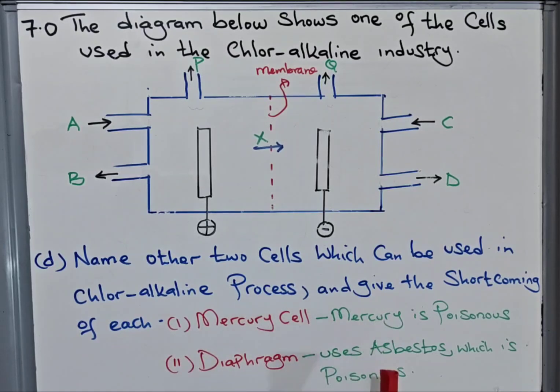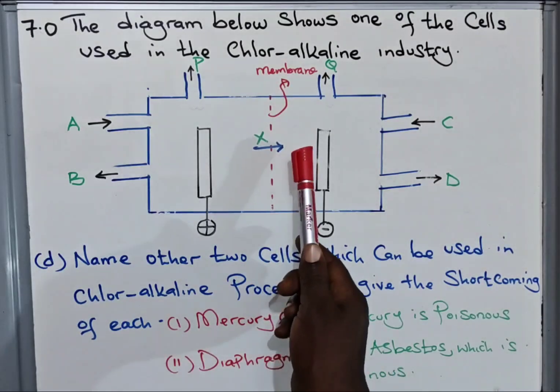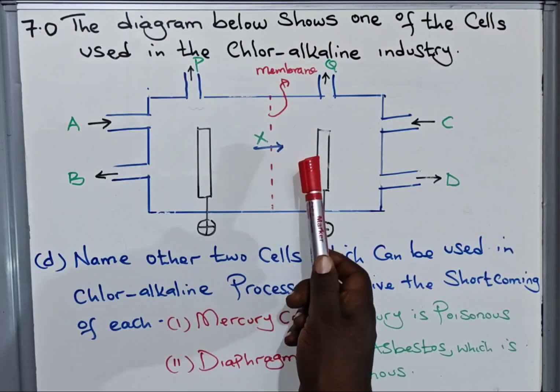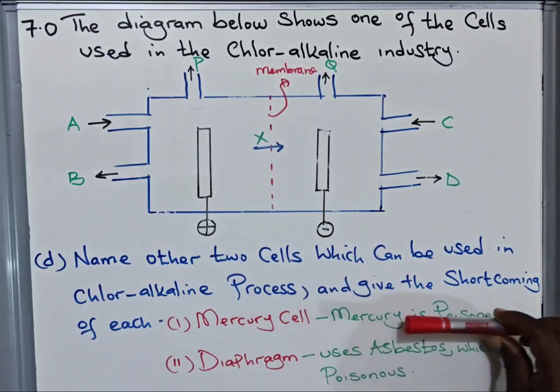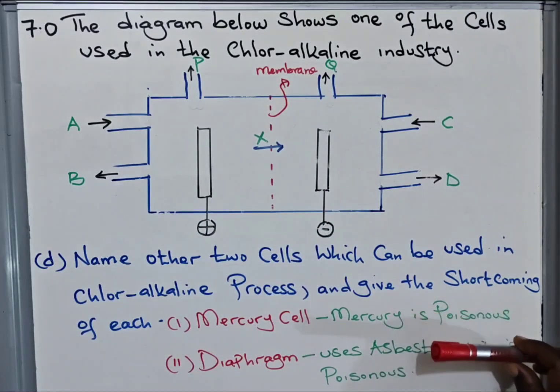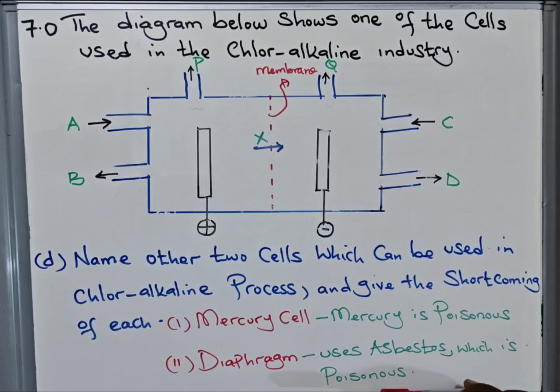So these two shortcomings explain the reason why membrane cell is the cell of preference. It doesn't produce poisonous substances, so it's environmentally better compared to these two.